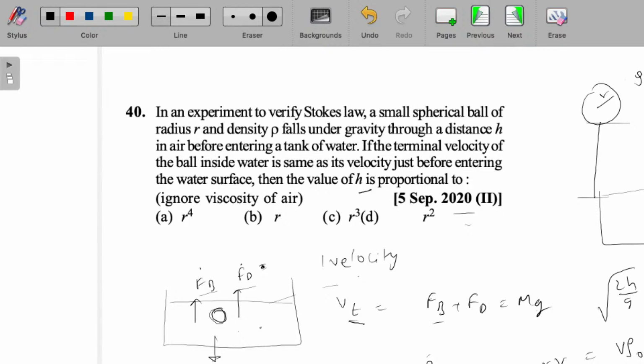I cannot ignore that V is constant. V is the volume of the object, the ball, which is dependent on r as 4 by 3 pi r cube. So 4 by 3 pi r cube by r would be basically k r square. That's the final dependency on the terminal velocity. So now I have h equal to k r power 4. So h is proportional to r power 4, which is our answer. All right, so we'll end it here.